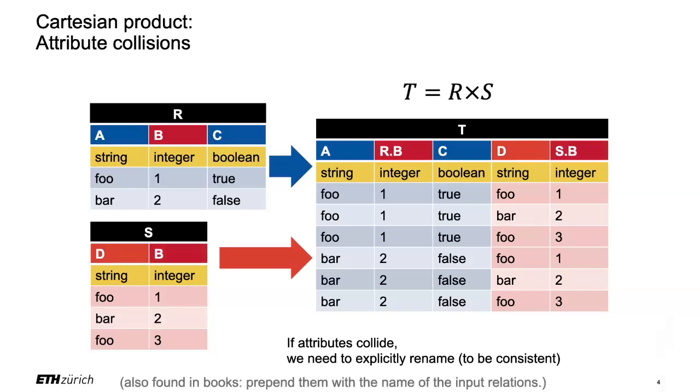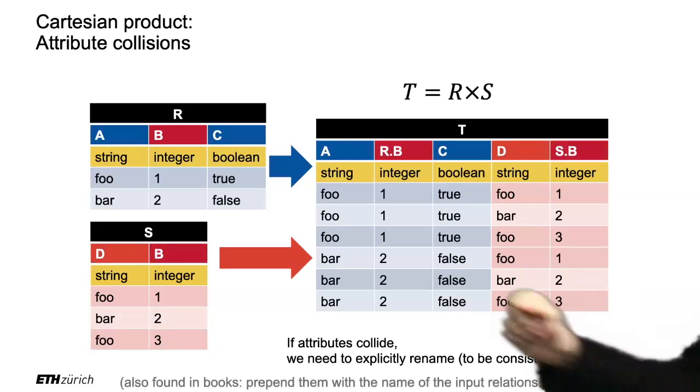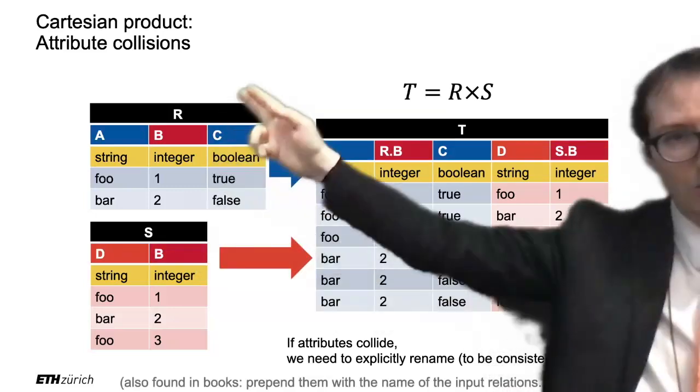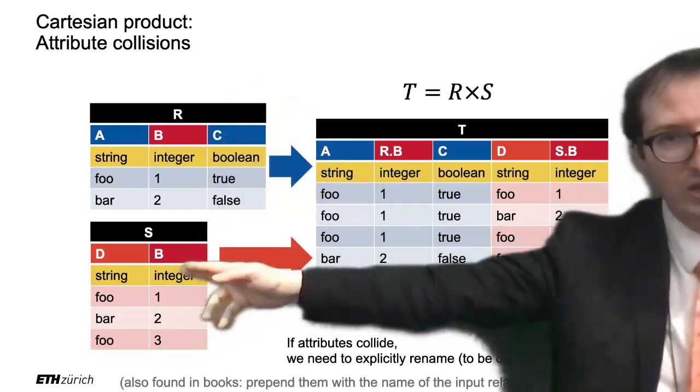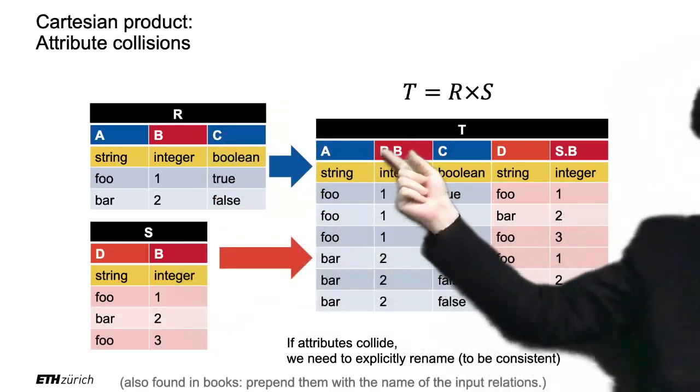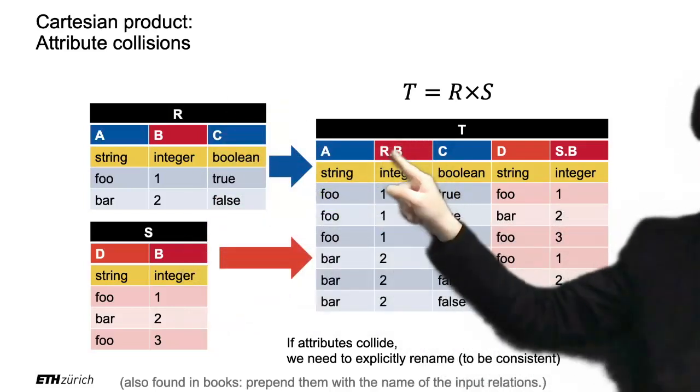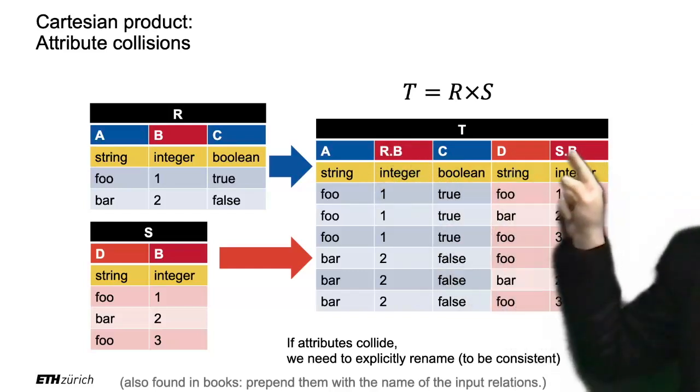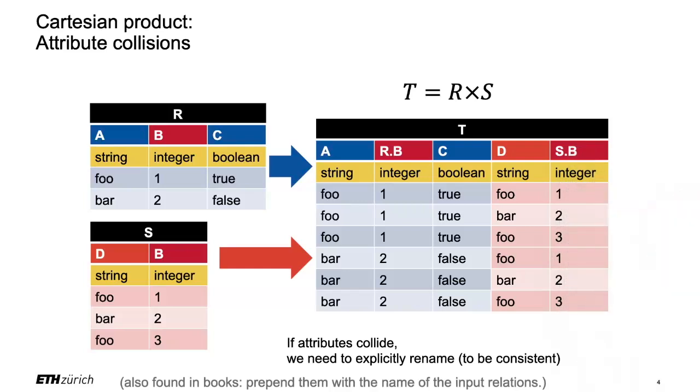What happens in real systems is that if you have some collision, they will just insert the name of the original table in front of the column. So they would say this is the B coming from R and this is the B coming from S, right? But mathematically, it's not really so nice.